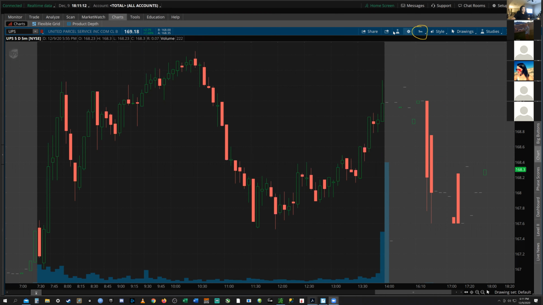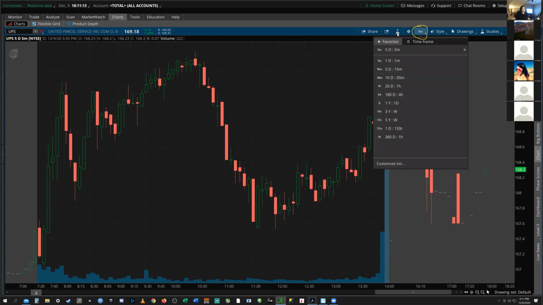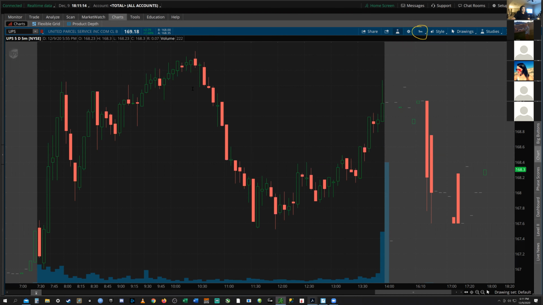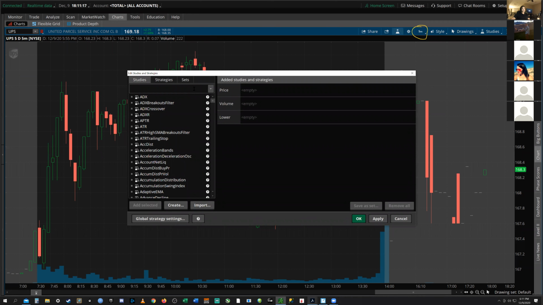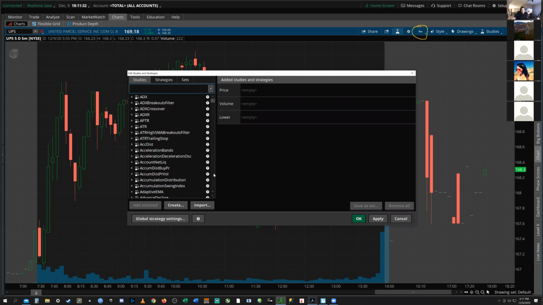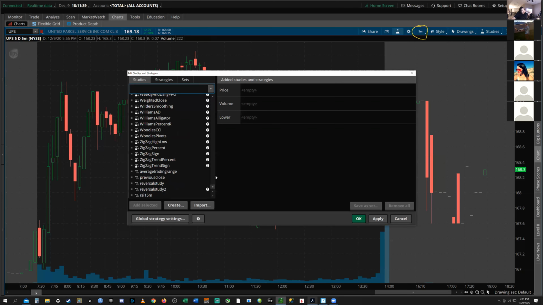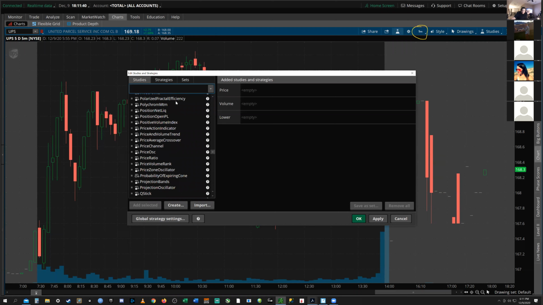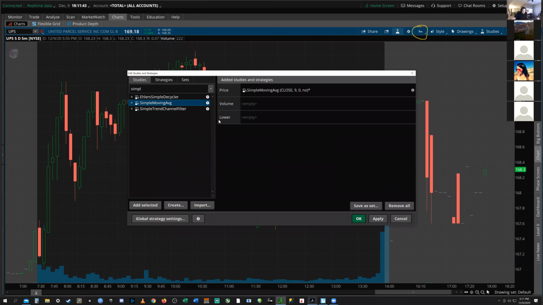I click my studies. Generally it's called studies, or it could be called indicators, depending on your broker and the terminology they use. It could be intertwined. So it's either studies or indicators, or it could say tech analysis. Just to give you an idea, these are all the technical indicators on Thinkorswim. So, hundreds.